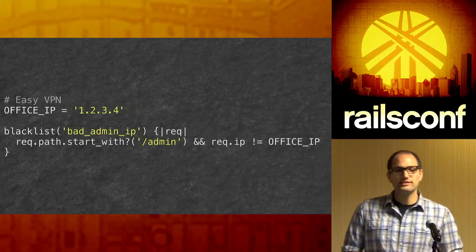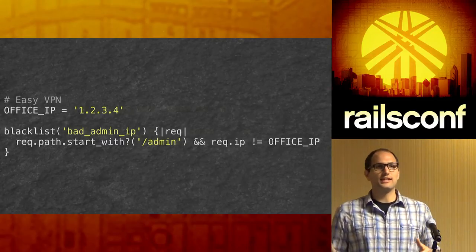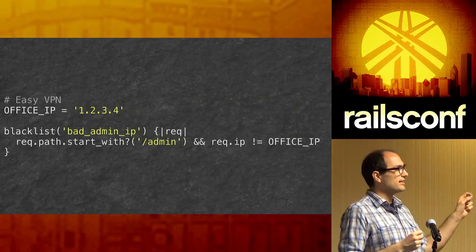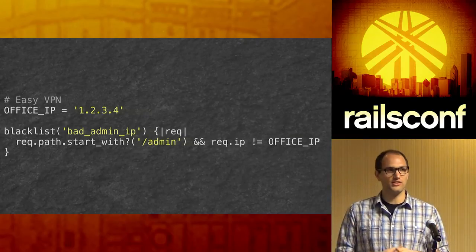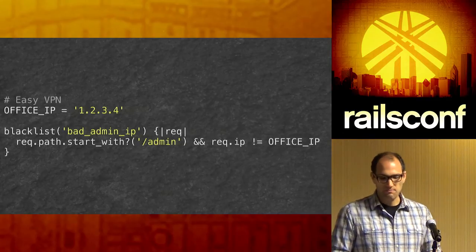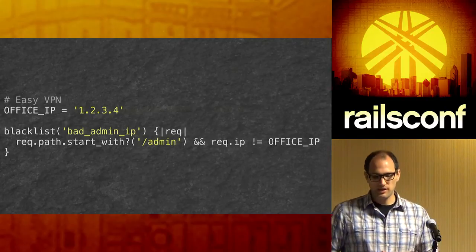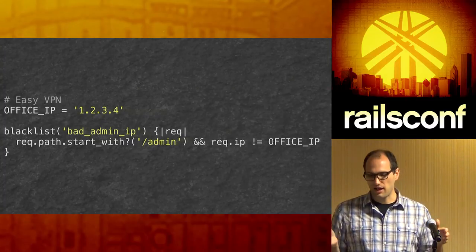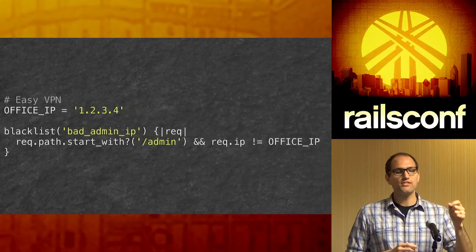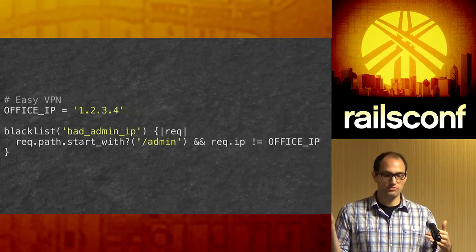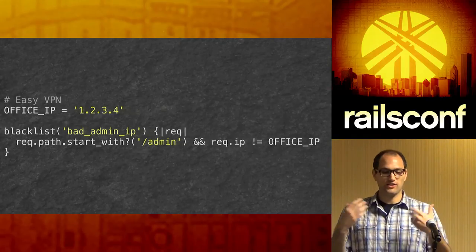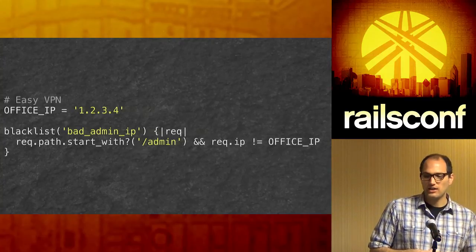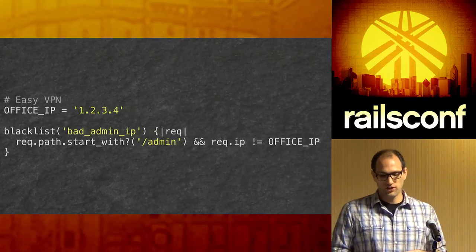Here's an example of a pretty handy blacklist. Say you have an admin section of your website, and you want to restrict access to the admin section to just your one office IP address. It's using the blacklist class method on Rack Attack to configure this in the middleware. You would put this in an initializer, and you give it a name like bad admin IP. It's different than throttles in that we don't have to pass along a limit or a period, because that doesn't apply to blacklists. But it has the same logic: if the return value of this block is truthy, we're going to give them a very fast access denied message. If it's false, then we're going to let the request through. So this is saying if you're making a request to a URL that starts with admin and you are not from this IP address, we're going to just give you an access denied.